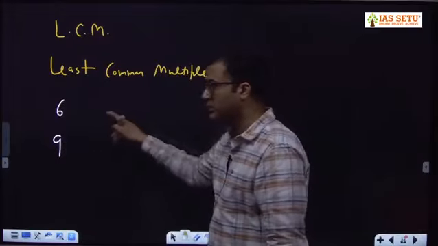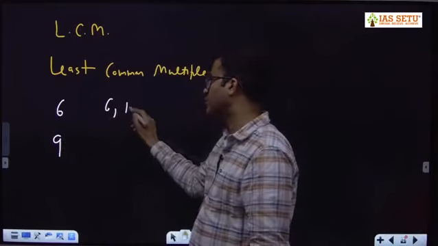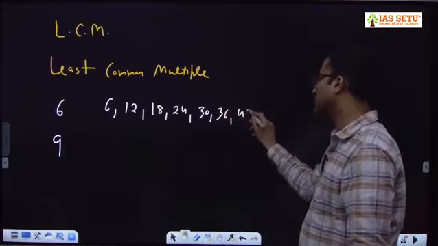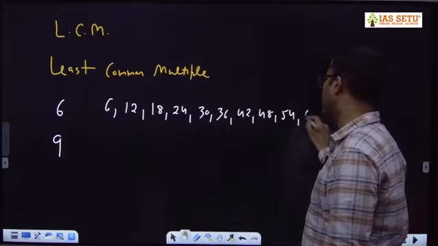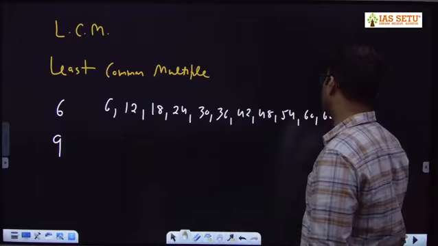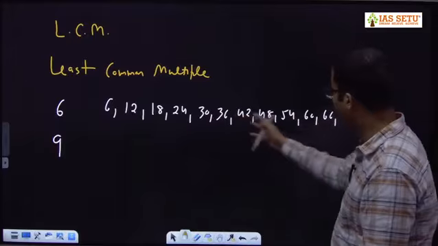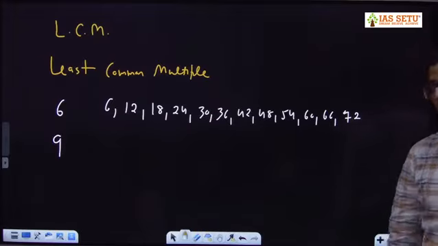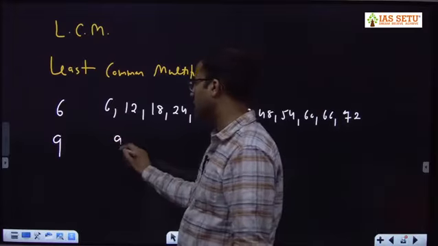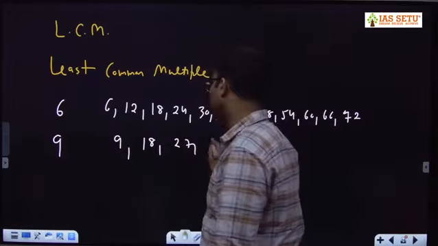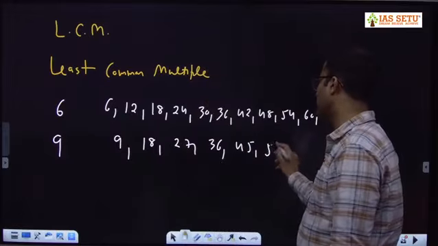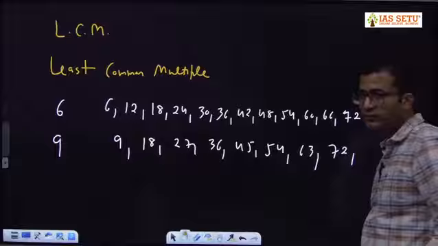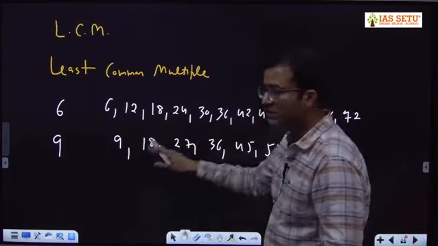Now we take multiples of 6. What are the multiples of 6? We have 6, 12, 18, 24, 30, 36, 42, 48, 54, 60, 66, 72 and so on. Tell me how many multiples of 6 are there? Infinite. ये चलते रहेंगे. Then 9. What are the multiples of 9? 9, 18, 27, 36, 45, 54, 63, 72 and so on. These are the multiples of 6. These are the multiples of 9.